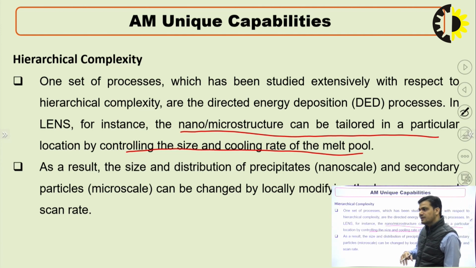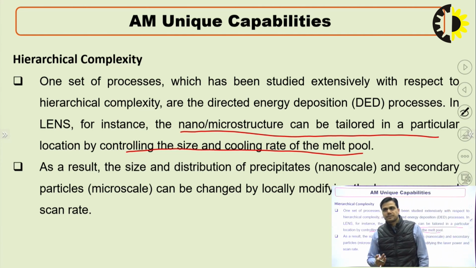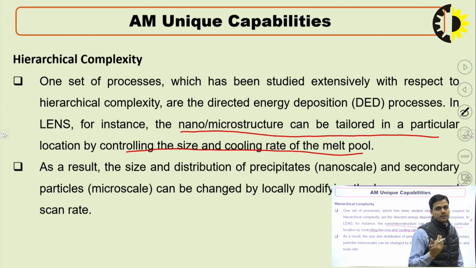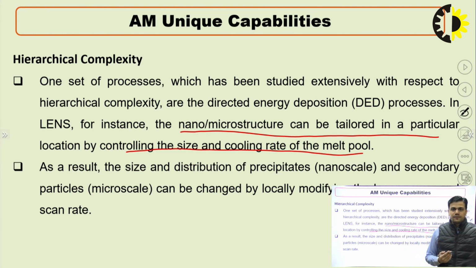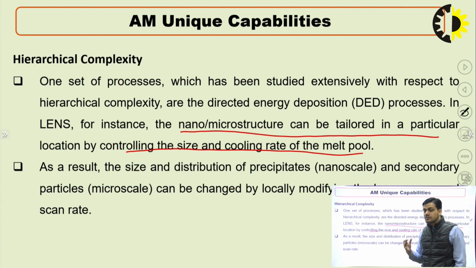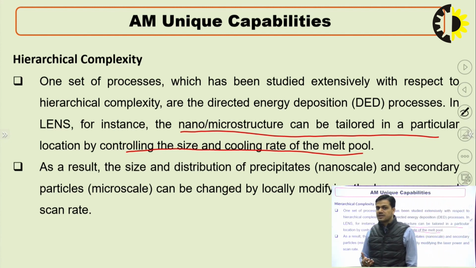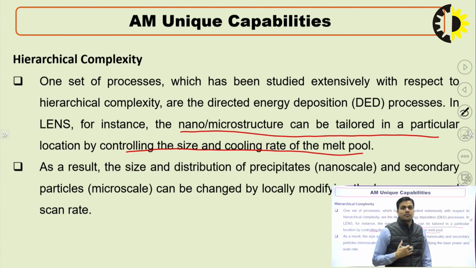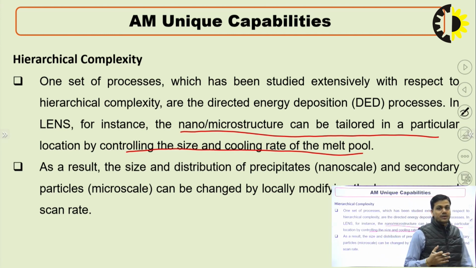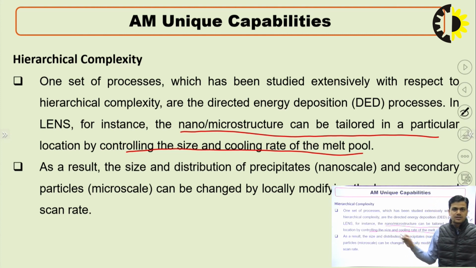So if you are increasing the cooling rate, the microstructure will change. If you have a high laser power, you are giving more energy density there. When you give more energy density, the microstructure is different from that with less energy density. So you can change your microstructures accordingly.